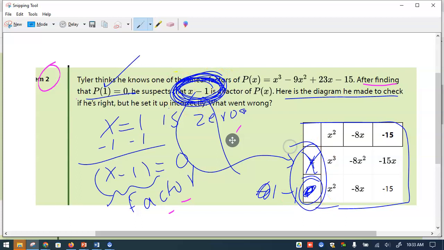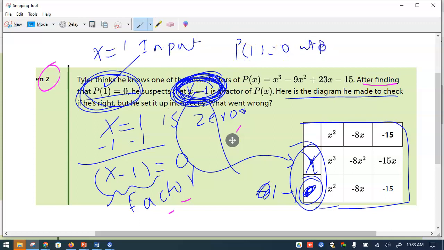But the question is, what is the meaning of x minus 1 being a factor? Why did he say x minus 1 is a factor? Because he saw P of 1 is 0. That means when x equals 1 is the input, then P of that input is 0. This is the output. The output is 0. So the point is 1 comma 0. It means x is 1, y is 0. This is the meaning of a factor.